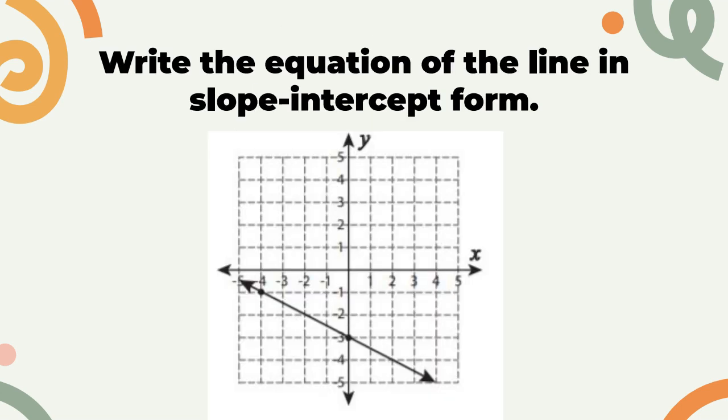Okay, write the equation of a line in slope-intercept form. So what do I need? If the equation of my line is y equals mx plus b, I need to know my slope and I need to know my y-intercept.